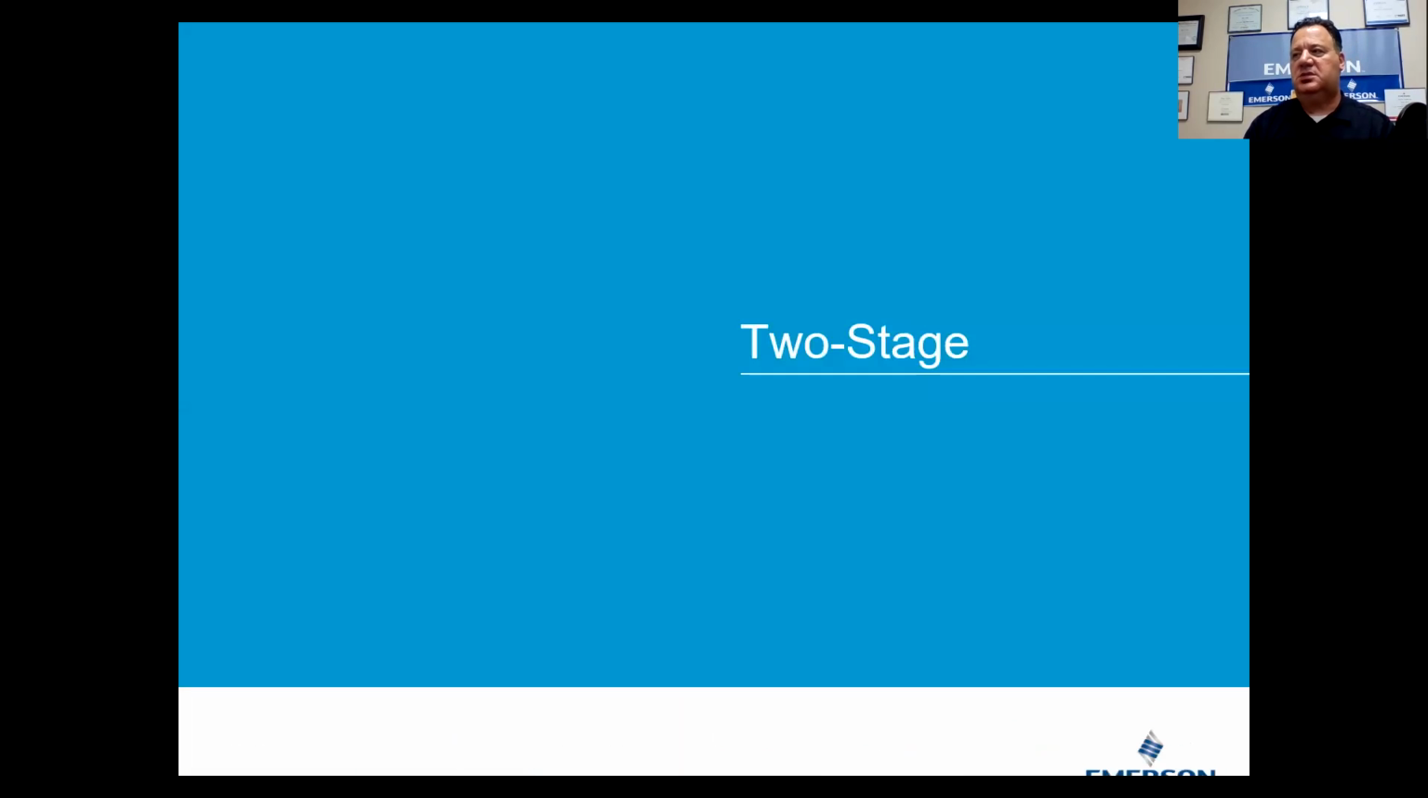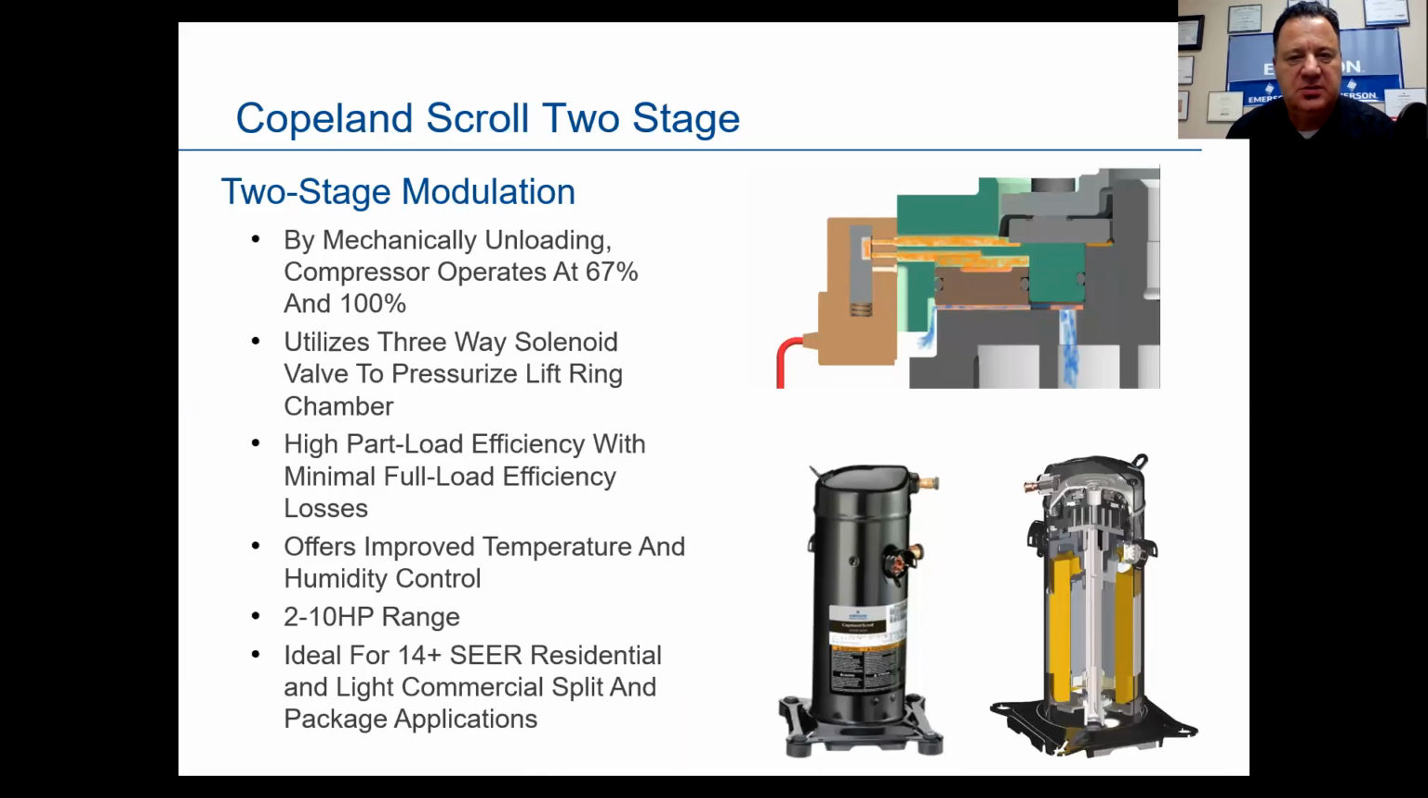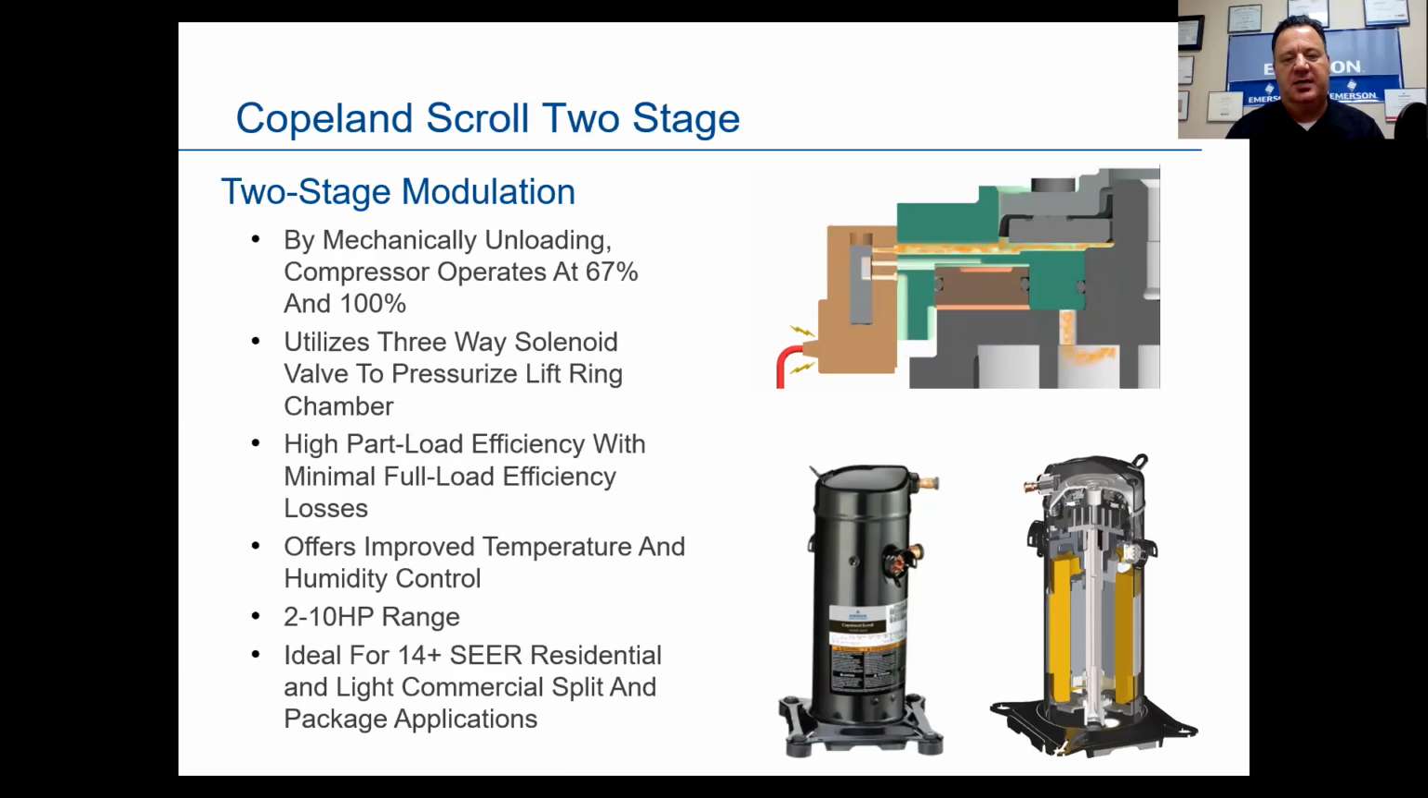All right, let's start with the two-stage. Two-stage modulation by mechanically unloading the compressor operates at 67% and 100%, and it utilizes a three-way solenoid valve to pressurize a lift ring chamber and high part load efficiency with minimal full load efficiency losses. It offers improved temperature and humidity control. Our ranges, Emerson that is, are from 2 to 10 horsepower range, and it's ideal for 14 and above SEER residential, light commercial, split, and package applications.